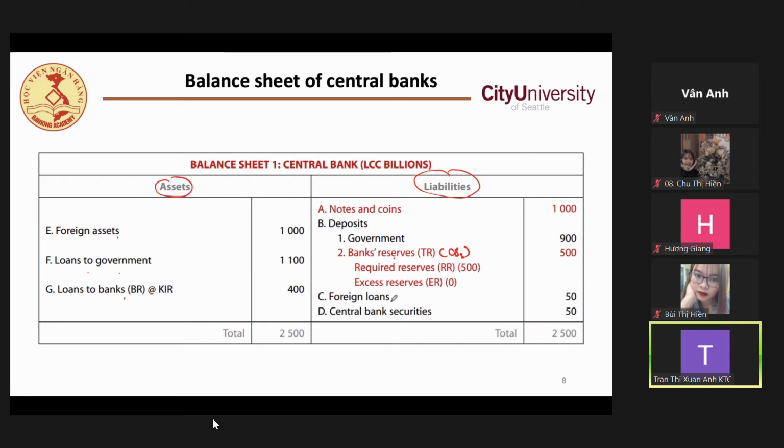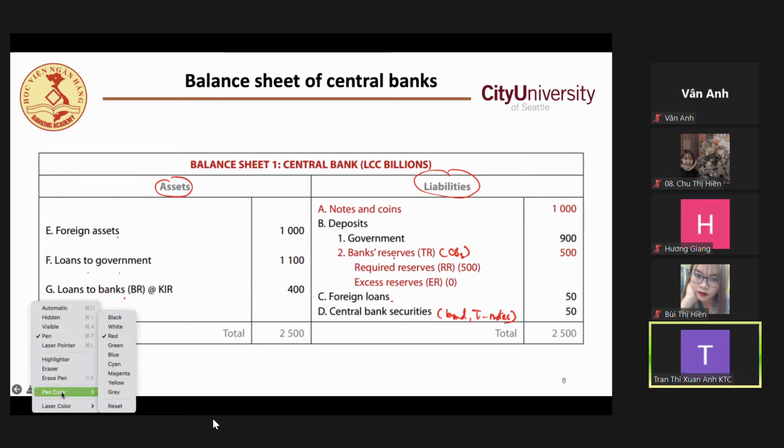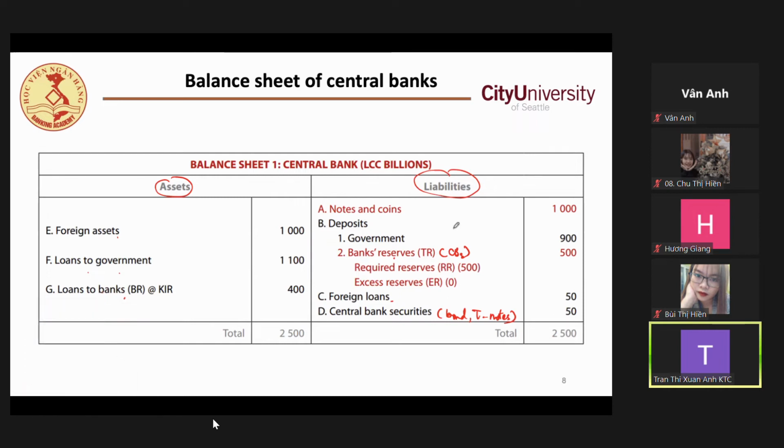The foreign loans means the central bank borrows money from other central banks in the world. And the central bank securities means the central bank issues bonds or T-notes to raise money. So when you look at this, you see the name we mentioned here is the bank reserves.